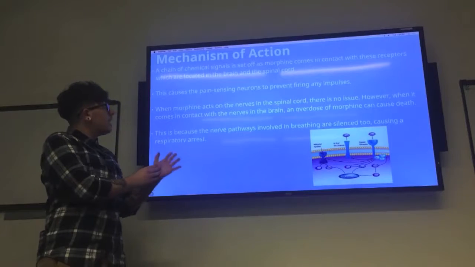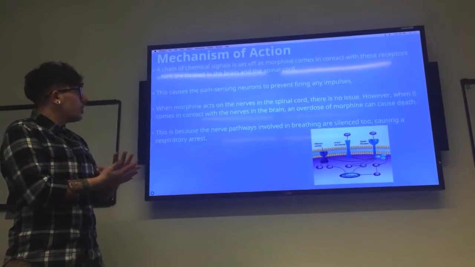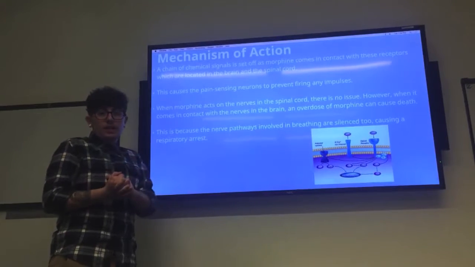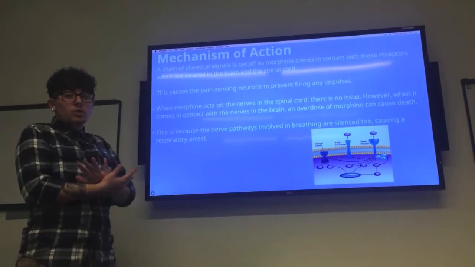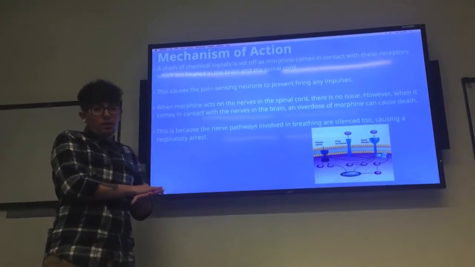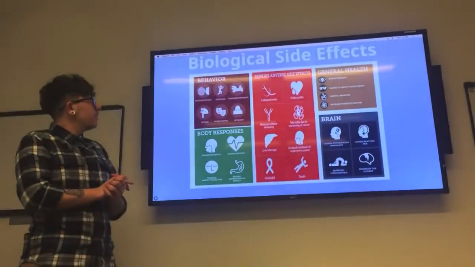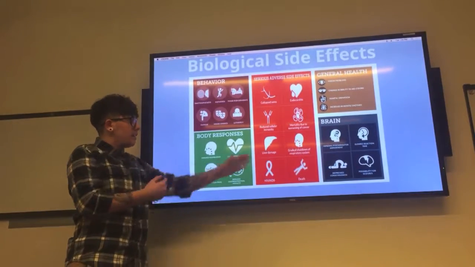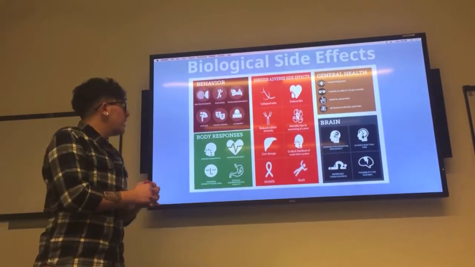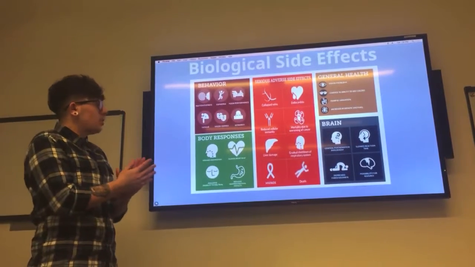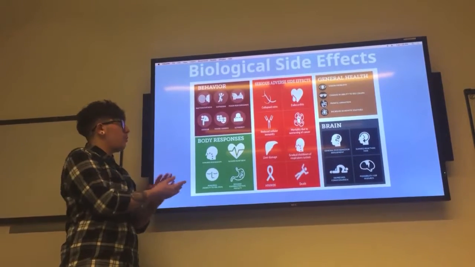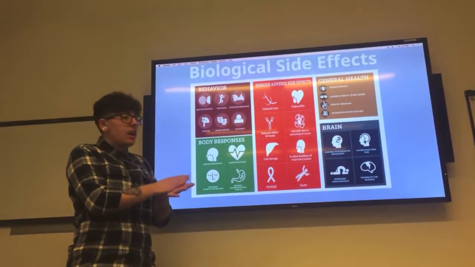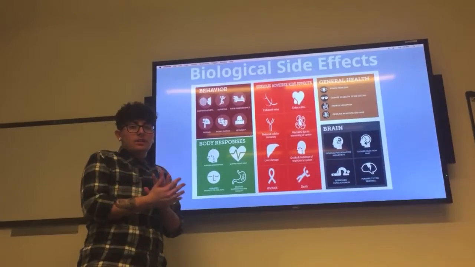And this is because the pain-sensing neurons that I mentioned earlier in the brain are also correlated with the nerve pathways that involve breathing. So if you were to overdose on morphine, it would also cause respiratory arrest. And here are some of the biological side effects of morphine that we covered before, like the gradual shutdown of the respiratory system. It also affects your behavior. You have a hard time paying attention, you have poor performance, body responses, a slower heartbeat, you have a slowed reaction time when it comes to responding to stimuli.